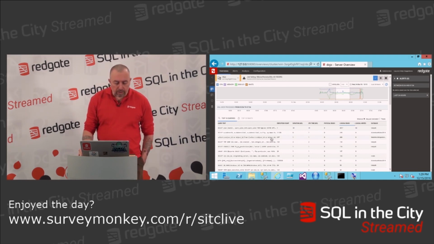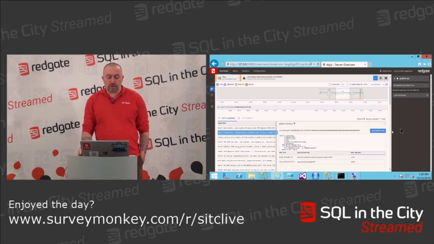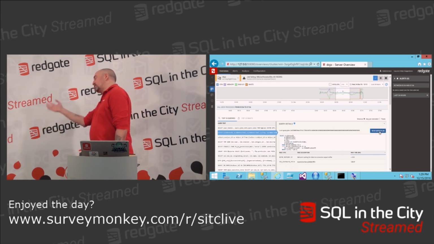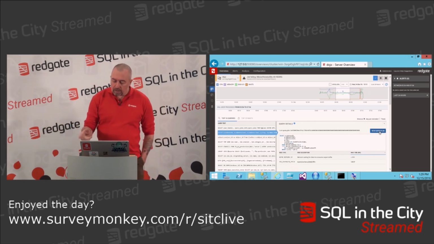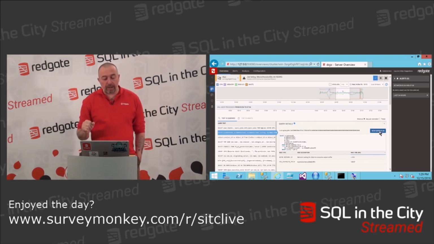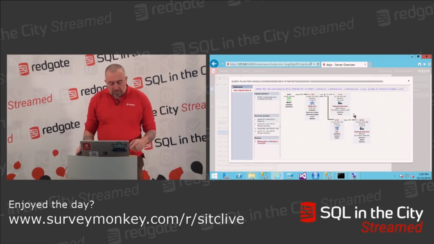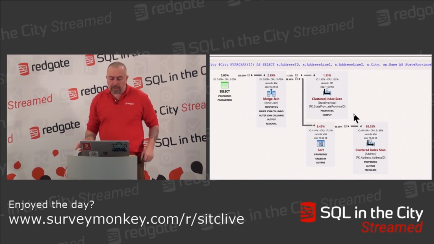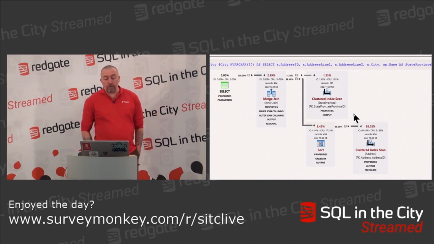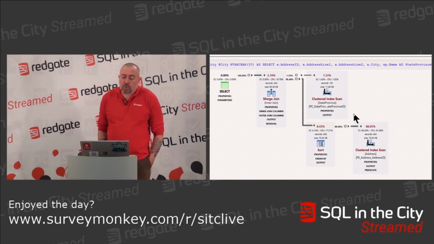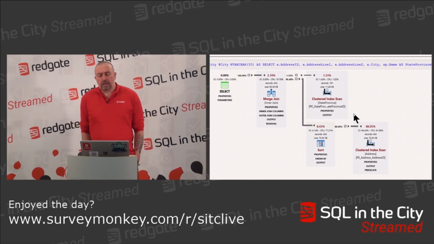So let's take a look at the query again. And I kind of glazed by this just to show you some other information. The fact is we can actually look at the query plan. If we look at the query plan, it's not a bad plan. It's not complicated. It's not hard to understand. We've got a select operation. It's pulling from a merge join, which goes from a clustered index scan, a sort, and another clustered index scan.